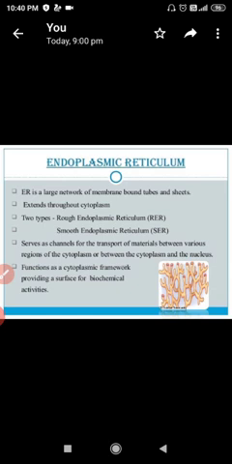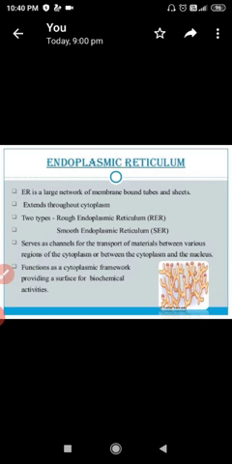The membranes of this system are lipoproteinic in nature, similar in structure to the plasma membrane. Okay, and the ER is more prominent in young and dividing cells as compared to the older cell.